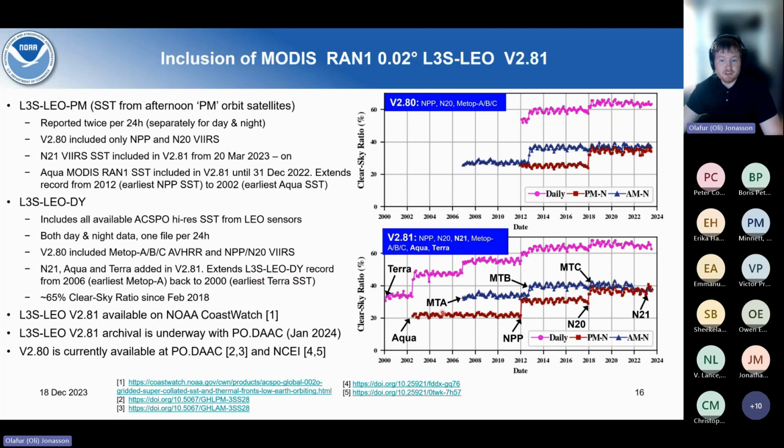These figures show the time series of the clear sky ratio of L3S-LEO daily, where the previous version was 2.80 and the new version is 2.81. You can see, most importantly, the PM is now extended back to 2002, when Aqua was launched, and the daily is now extended back to when the Terra SST is available. We note that after about 2018, when we have two VIIRS sensors, the typical clear sky ratio is about 65%, which is quite impressive.